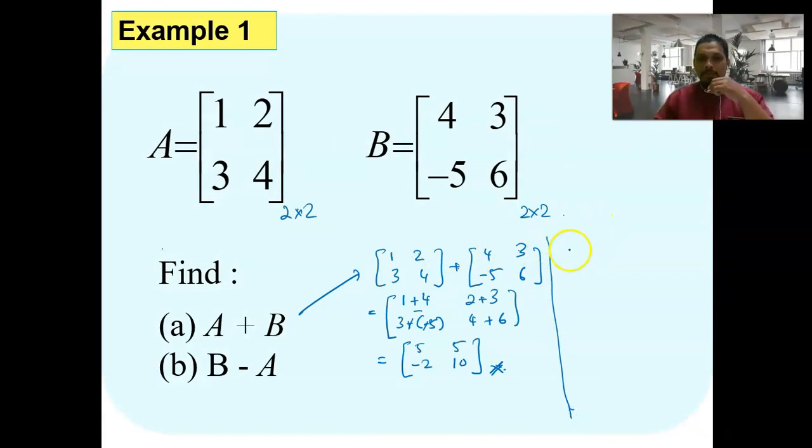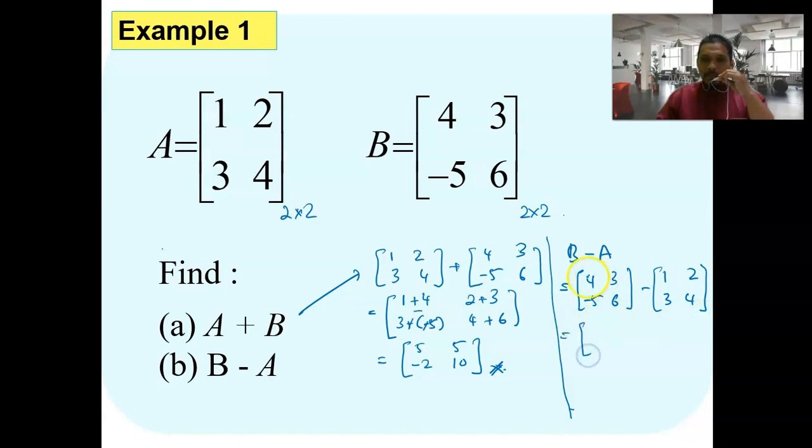Okay. So for B minus A, we list down the matrix of B first, which is 4, 3, negative 5, and 6, minus matrix of A, 1, 2, 3, 4. So 4 minus 1, 3 minus 2, negative 5 minus 3, 6 minus 4.